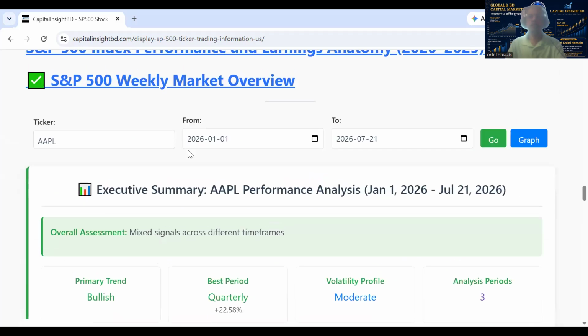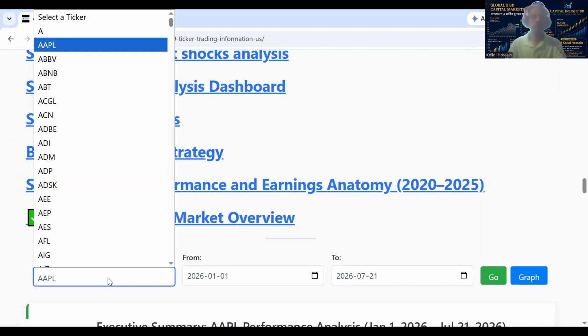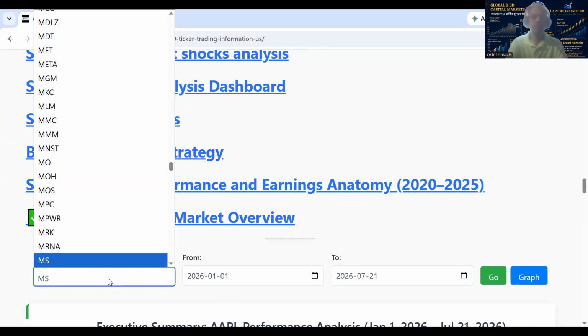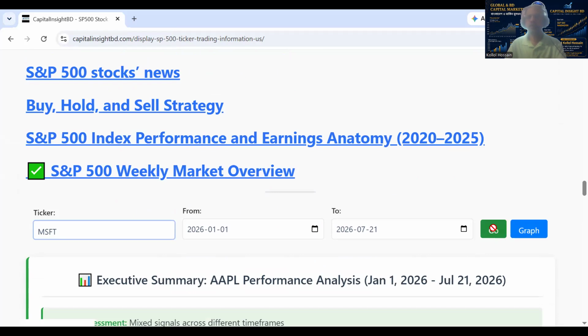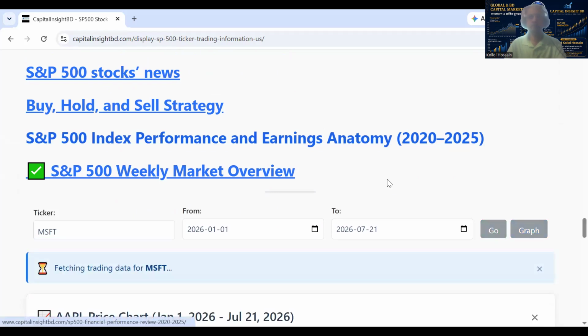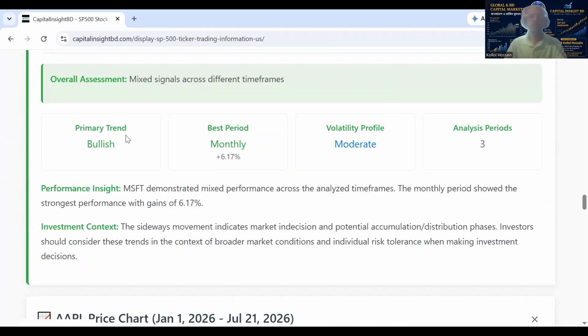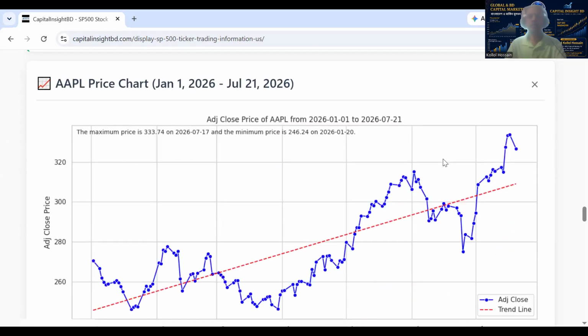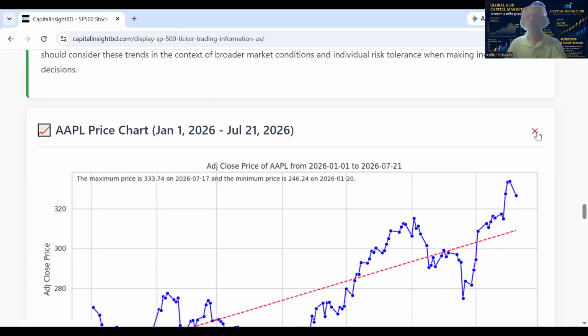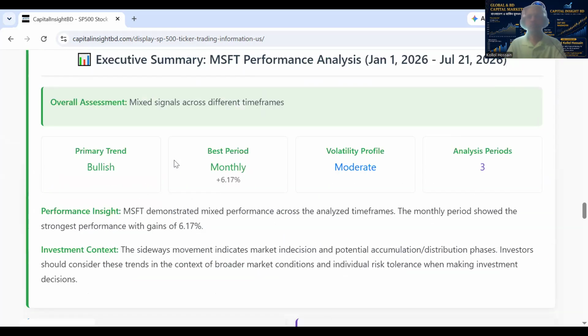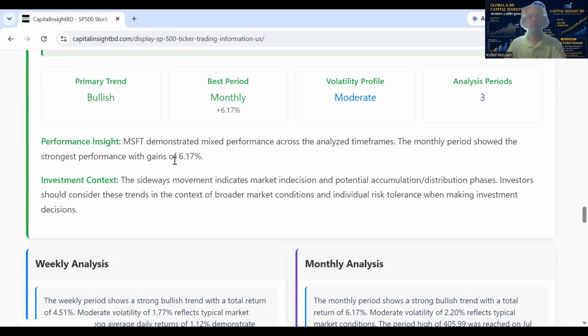Now, if you want to compare with, say, Microsoft, MSFT, so what is happening here? Just click on the Go button. Yes, here is the dashboard. Primary trend bullish, best period monthly, 6.17% return, volatility profile moderate, and you will see everything here. So we have to close this graph, the previous graph displayed. So this is the bullish trend.